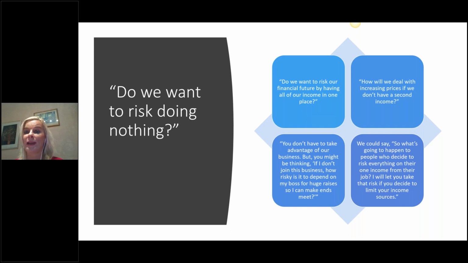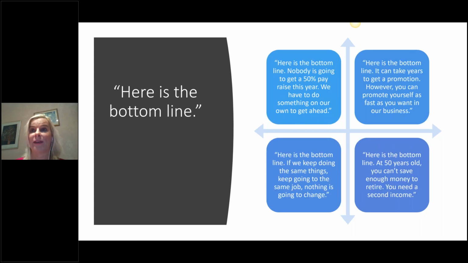So we could very likely say, so what's going to happen to people who decide to risk everything on their one income source? I will let you take that risk if you decide to limit your own income sources, or you better take this opportunity which I just showed you. And here's the bottom line. Nobody's going to get a 50% pay raise this year. We have to do something on our own to get ahead, right?